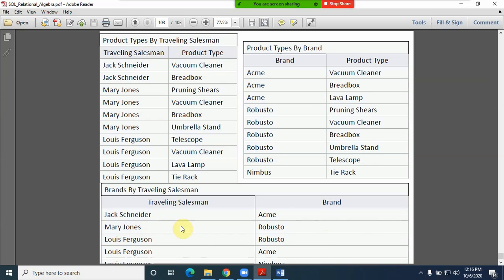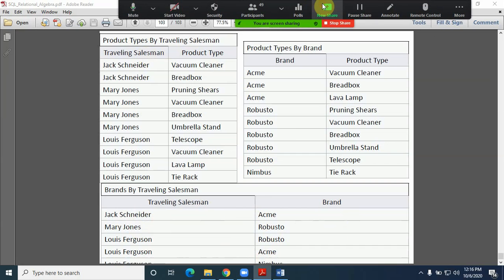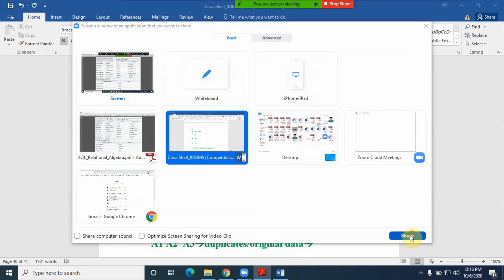And in the third table, if you are observing the traveling salesperson and the brand information, of course you can perform this kind of activity related to the brand and the traveling salesperson. Okay. So this is how you can refer to the 5th normal form.